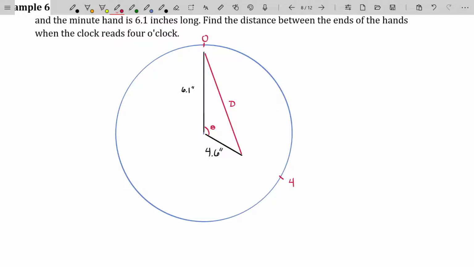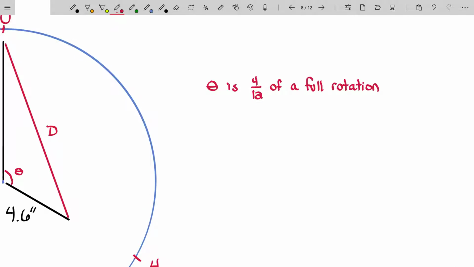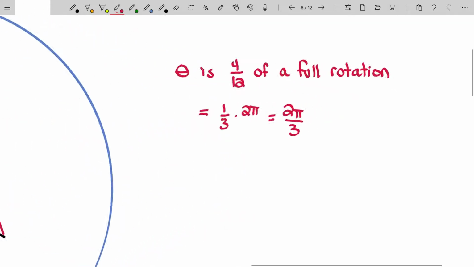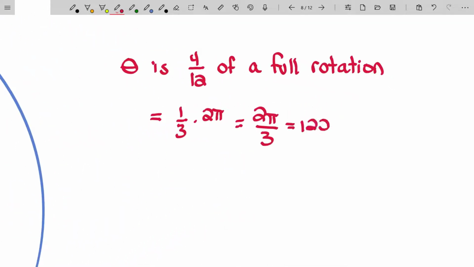That angle theta is just 4/12 of a full circle. I'll write that off to the side. So 4/12, that's just 1/3. So theta equals 1/3 of a full rotation, or of 2 pi. In other words, it's an angle of 2 pi over 3. Now, especially when you're working with law of sines and law of cosines, a lot of people don't like to work in radians. So you can trade that out for 120 degrees if you want to. It's not that big of a deal. So I'll just write this as 120 degrees.